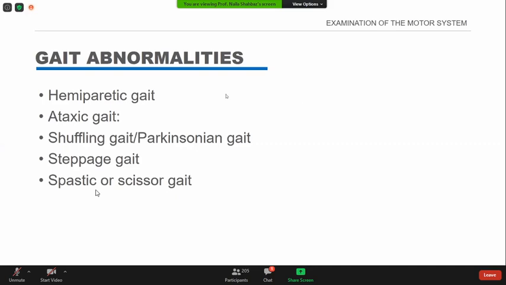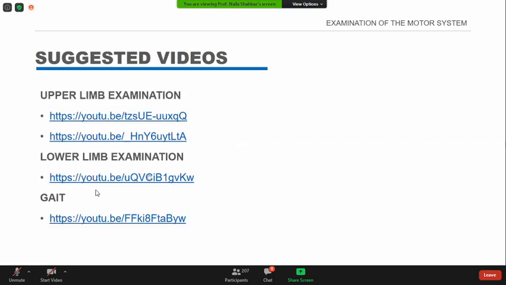Gait abnormalities include hemiparetic gait, ataxic gait, shuffling Parkinsonian gait, steppage gait, which is seen in long fiber neuropathy or peripheral neuropathy, and spastic or scissor gait, which is seen in upper motor neuron lesions and bilateral upper motor neuron lesions.